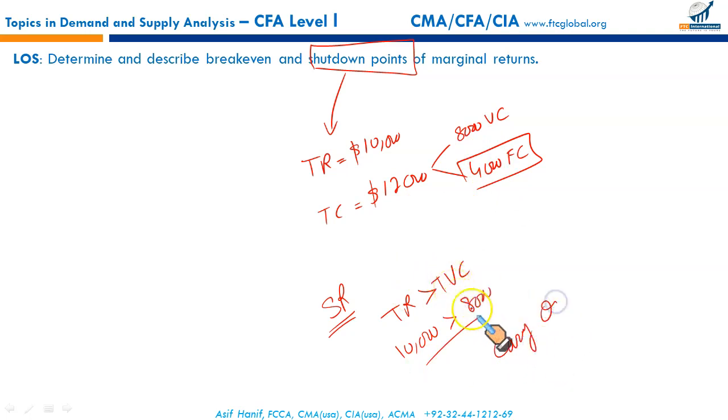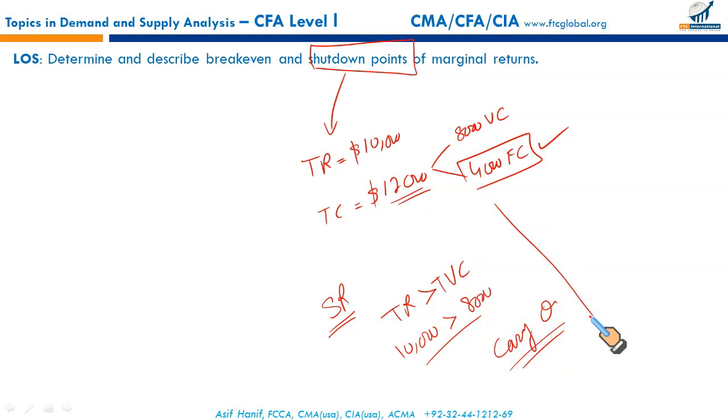At least my variable costs are covered and I'm getting some extra revenue to cover some of my fixed cost. So as long as your total revenue is more than total variable cost, in the short run, you should carry on. But this is not sustainable. For how long can you sustain? For how long can you go when you are not able to cover your total cost of 12,000? So at least in the short run, fine. But it is not sustainable in the long run.